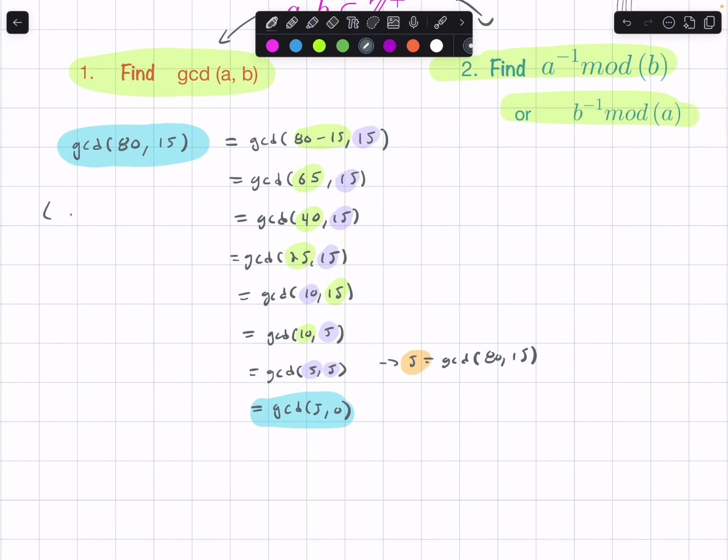Every time you can just put brackets. You can put the 80 and the 15 in brackets, and then just keep replacing the larger one with the larger one minus the smaller one until they're equal, and that's the GCD.